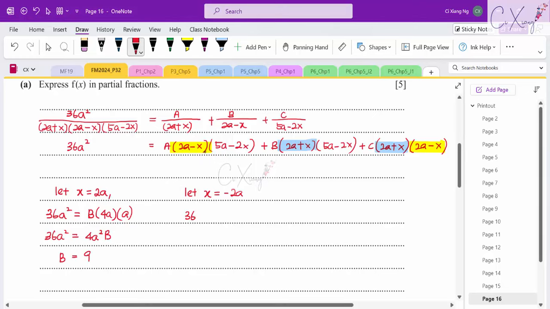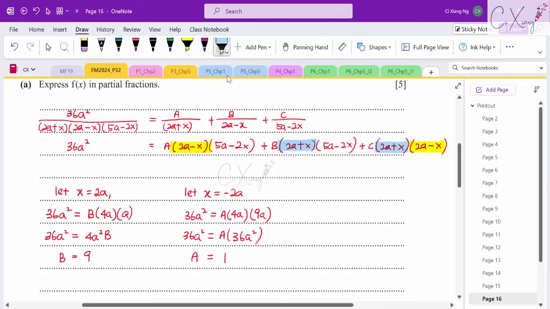So let's substitute it again. x equals negative 2a. 2a minus negative 2a, you're having 4a, so I'm having a multiplied with 4a. And 5a minus negative 2a, what do I have? By right, you should be having 9a. So you'll have 36a squared equals a times 36a squared, so your a should equal 1.